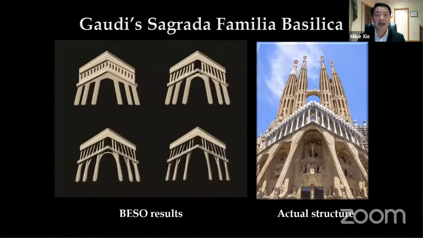We have applied our technique to many different structures and projects. And this is an example I did with Professor Mike Xie when he was doing the church for Sagrada Familia. So this is a passion facade. Using our BESO technique, we can actually reproduce many of the shapes Gaudi designed in Barcelona.